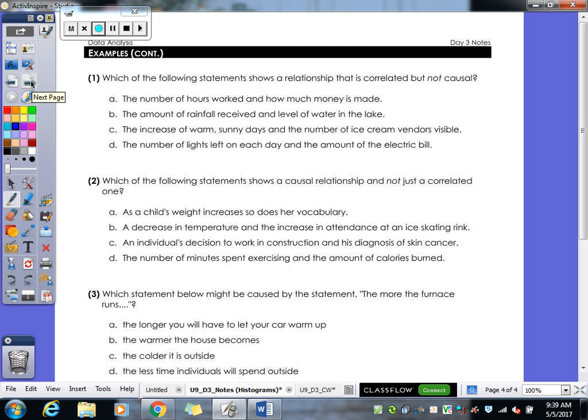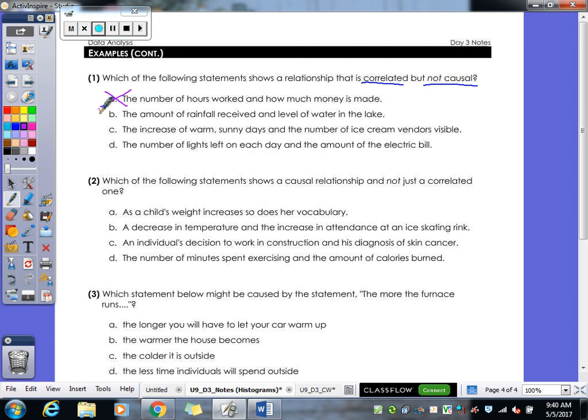So we got 3 questions on here on the back. So which of the following statements shows a relationship that is correlated but not causal? So we're looking for correlated, not causal. The number of hours worked and how much money is made. Well, those are definitely correlated, and let's think about it. Is it causal? Does me working more hours give me more money? Yeah. And then me working less hours, does that give me less money? Yeah, so that one is causal, so that's not the one we're looking for. We're looking for one that's not causal.